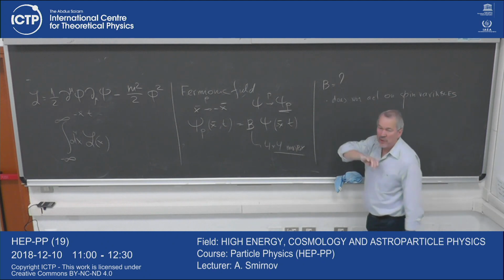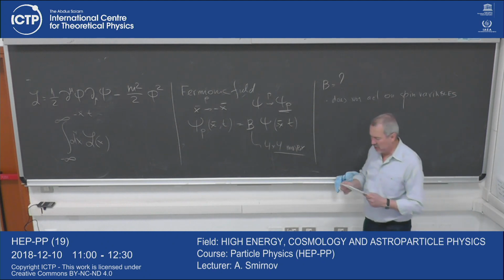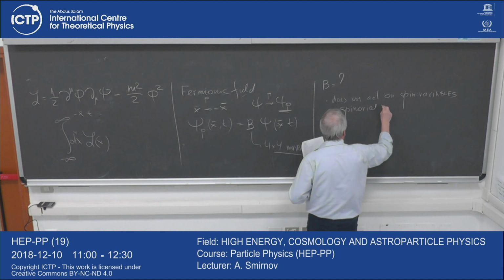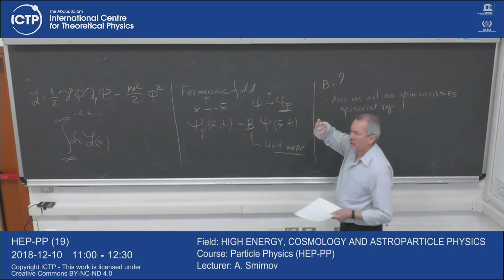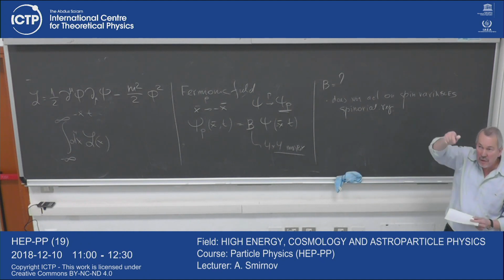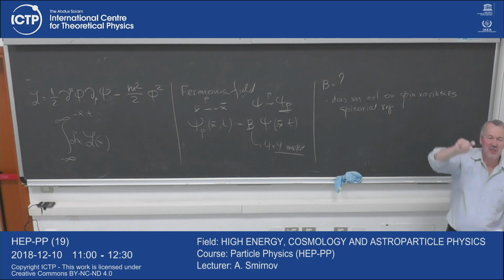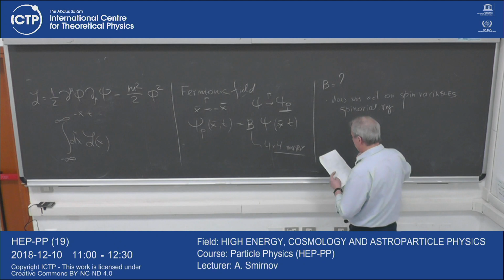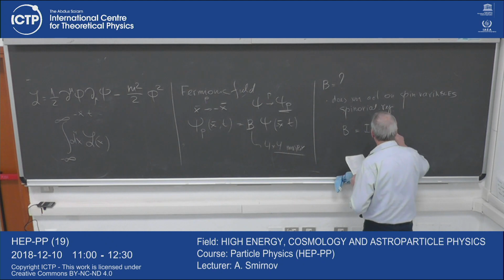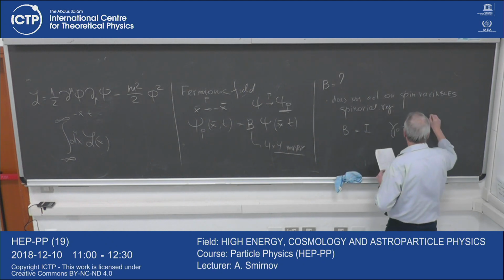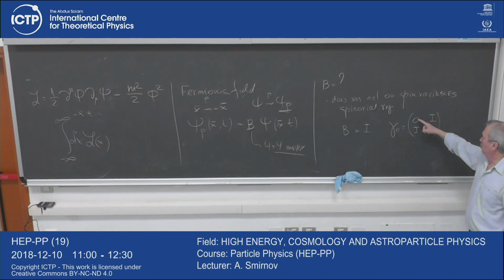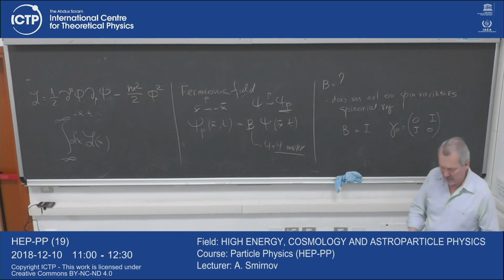So this is a bispinor, and we have in the spinorial representation two spinors, right? B should not change components within these spinors. This means that in the spinorial representation, B can be either the unit matrix or the matrix gamma 0, which is given by this in this representation. Each of these elements in this matrix is 2 by 2.